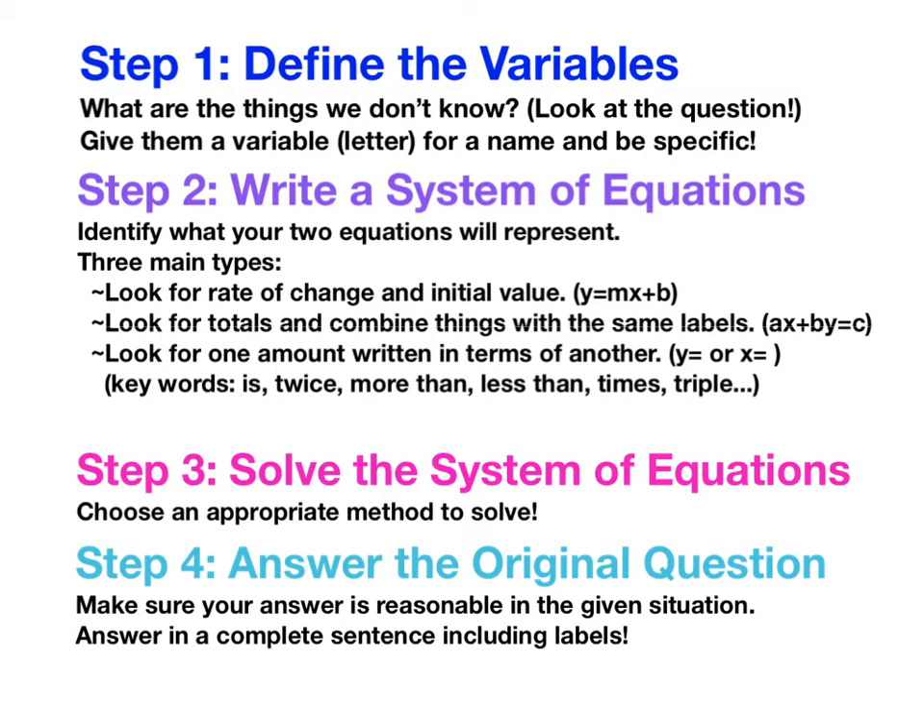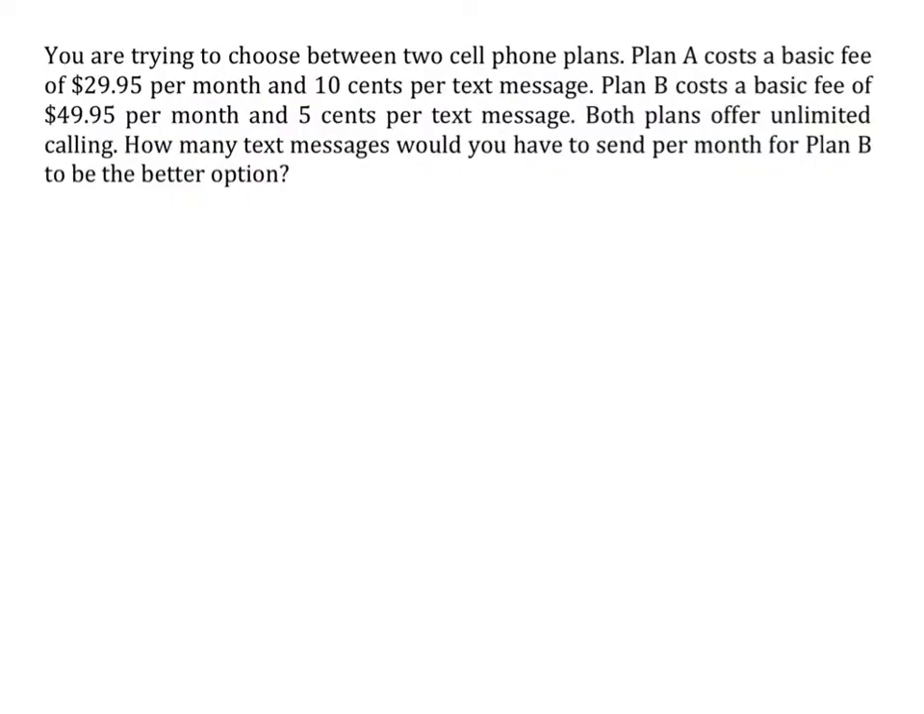And let's go ahead and take a look at another example together. You are trying to choose between two cell phone plans. Plan A costs a basic fee of $29.95 per month and 10 cents per text message. Plan B costs a basic fee of $49.95 per month and 5 cents per text message. Both plans offer unlimited calling. How many text messages would you have to send per month for Plan B to be the better option?